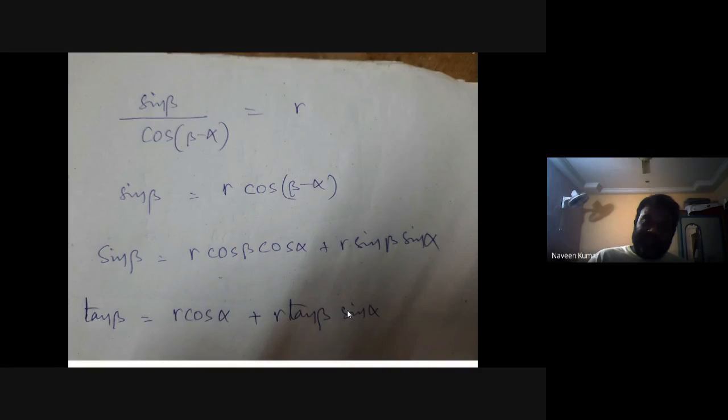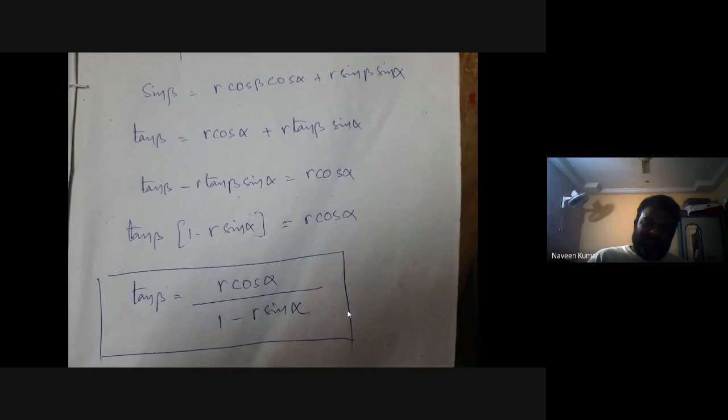Does everyone understand? Next, tan beta is equal to R cos alpha plus R tan beta sin alpha. Now send R tan beta sin alpha to this side. Now it becomes tan beta minus R tan beta sin alpha is equal to R cos alpha. Now take tan beta common. Then tan beta into 1 minus R sin alpha is equal to R cos alpha. Now tan beta is equal to R cos alpha by 1 minus R sin alpha. Am I clear?